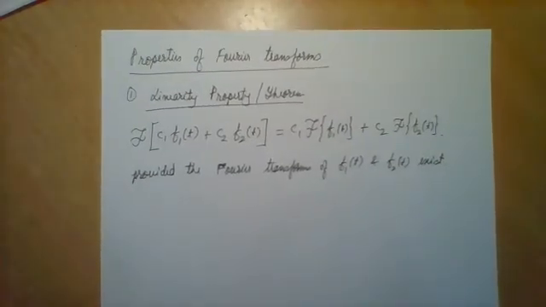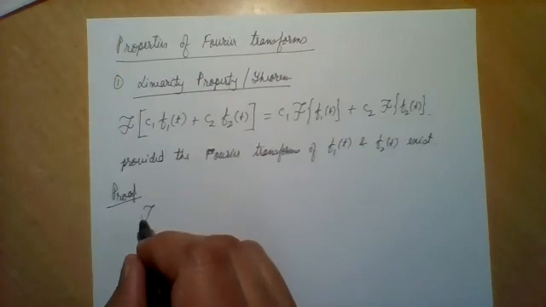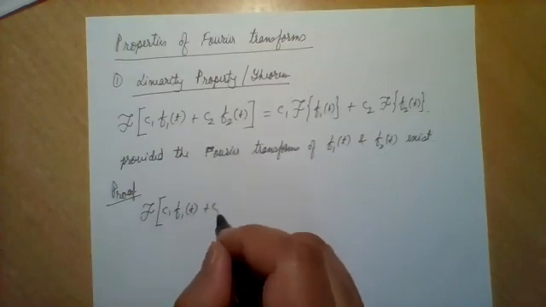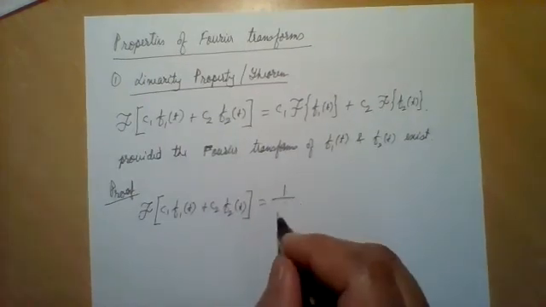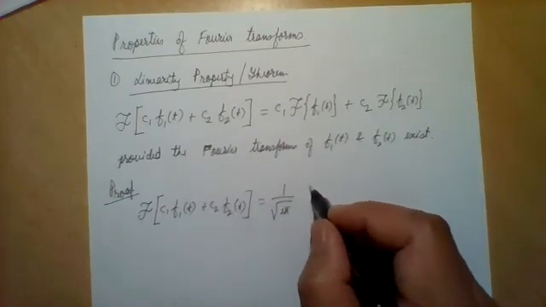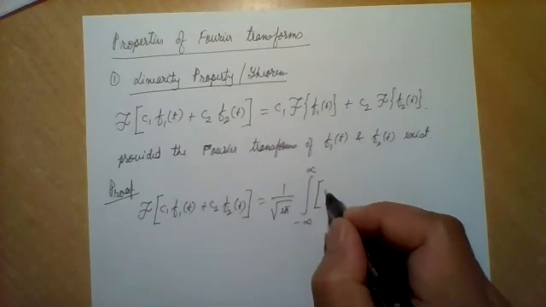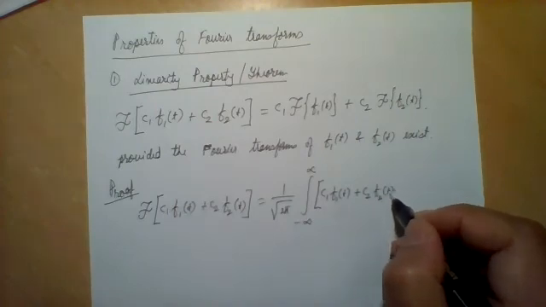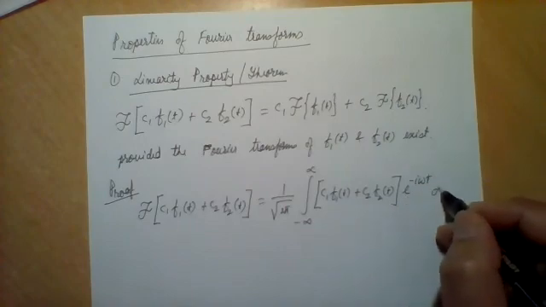And how do we prove this? The proof is very simple. Let us find the Fourier transform of C1 f1 of t plus C2 f2 of t. By definition this is 1 by root over twice pi, integration from minus infinity to plus infinity of C1 f1 of t plus C2 f2 of t, multiplied by e to the power minus i omega t dt.